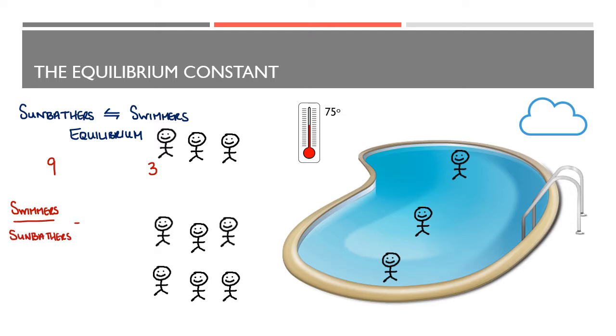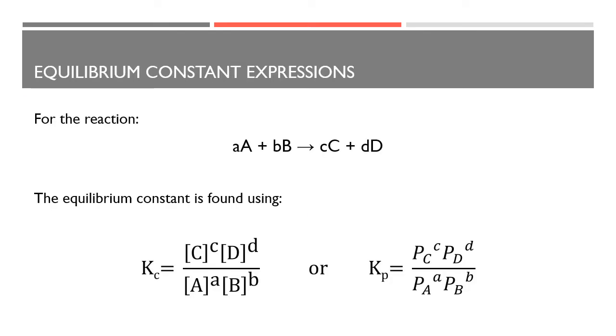So if we use the same ratio that we used before of swimmers to sunbathers, we now have a 3 to 9 ratio, or 0.33, as our constant. Now, like I said, we're going to call this K, our equilibrium constant. And the equilibrium constant is only good at specific temperatures. So at 75 degrees Fahrenheit, we have a different equilibrium constant than we have at 95 degrees Fahrenheit.